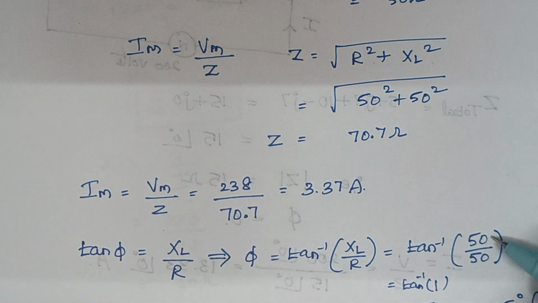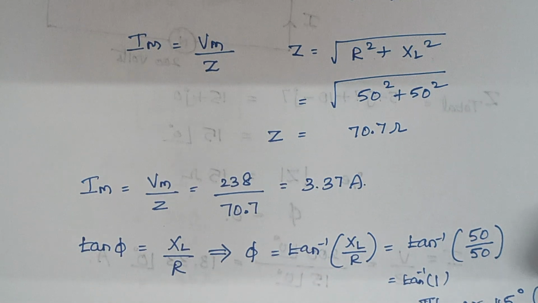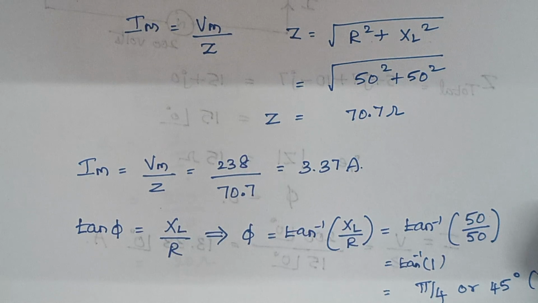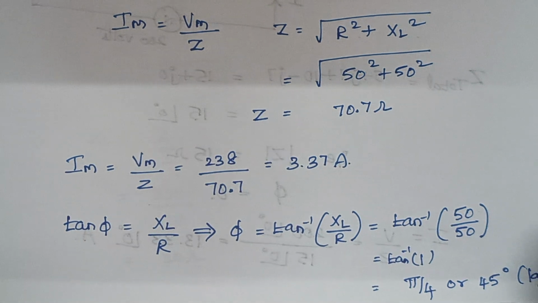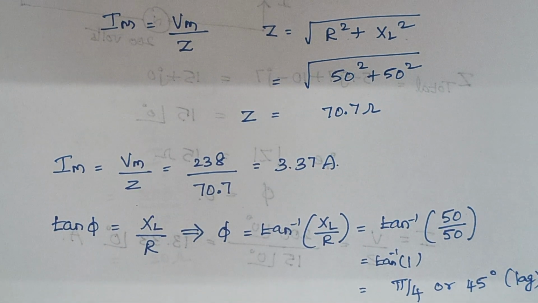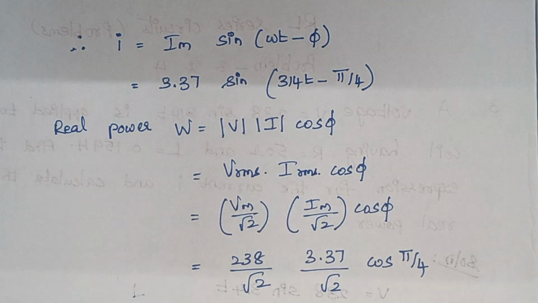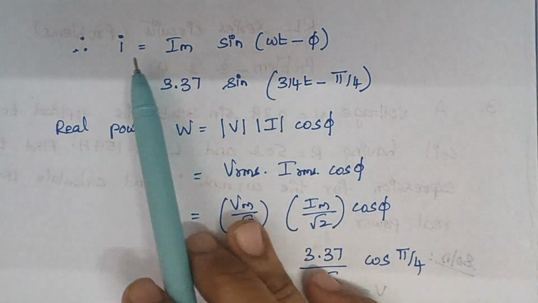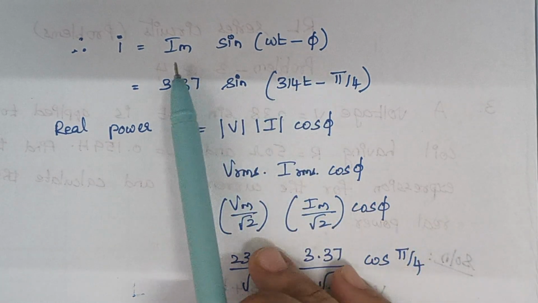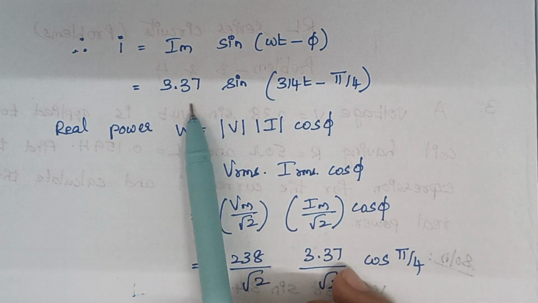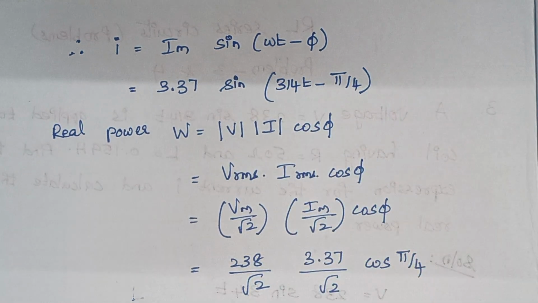We know the value of XL, we know the value of R, so just substitute here. That gives tan inverse of 1. Tan inverse of 1 is possible when the angle is pi by 4 or 45 degrees. Since it is an inductive circuit, the angle is lagging. So while writing the expression, i is equal to Im sin(omega t minus phi). Just substitute the values of Im, omega and phi here.